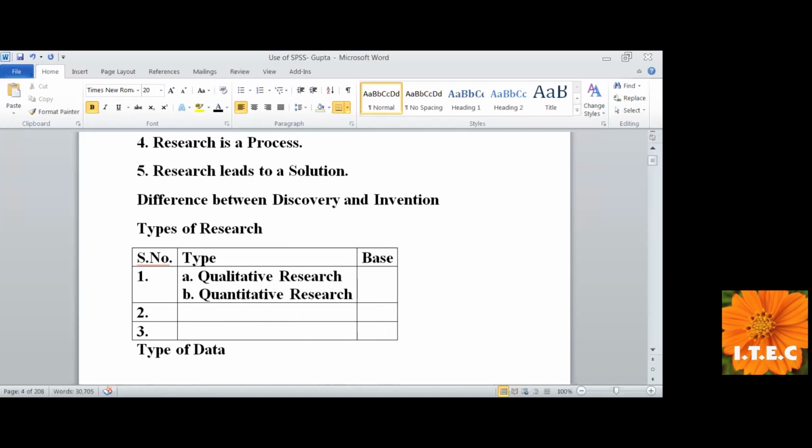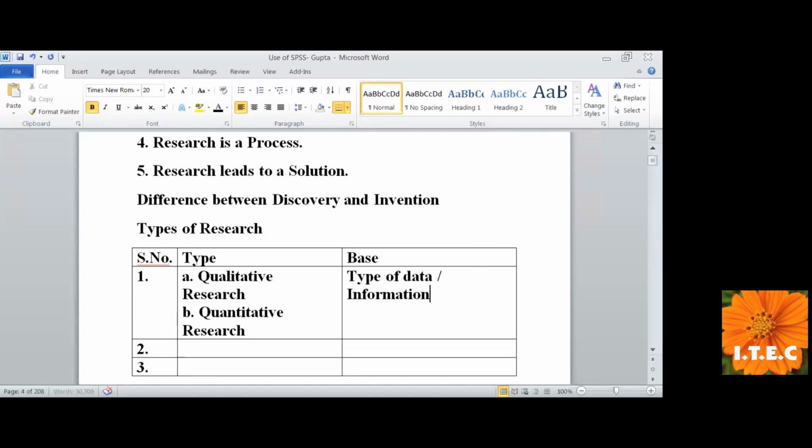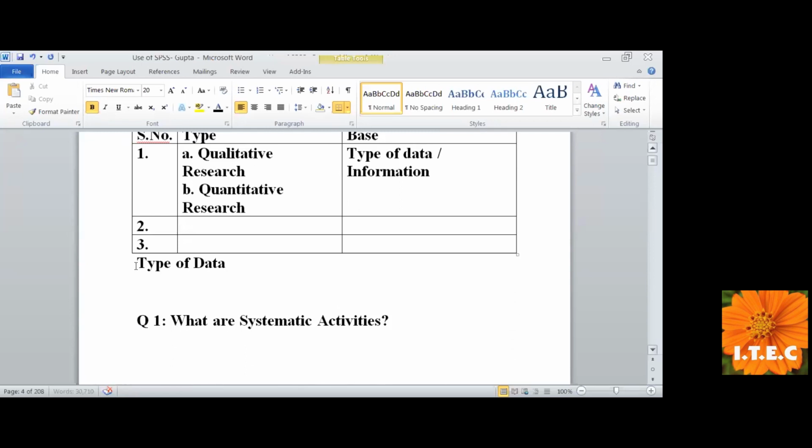So these are the two types of research, and the base is the type of data, or you can say the type of information. If the type of information is qualitative, then it is qualitative research. If information is quantitative, it is quantitative research. Let me take one example from daily life.